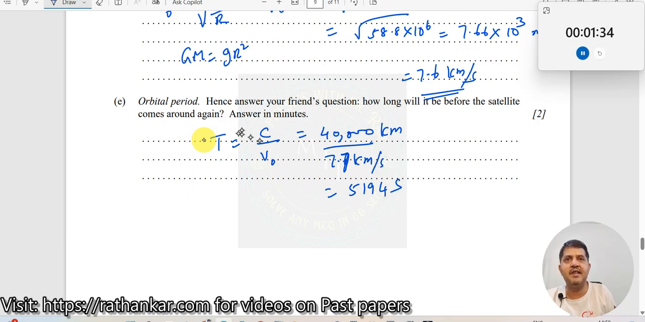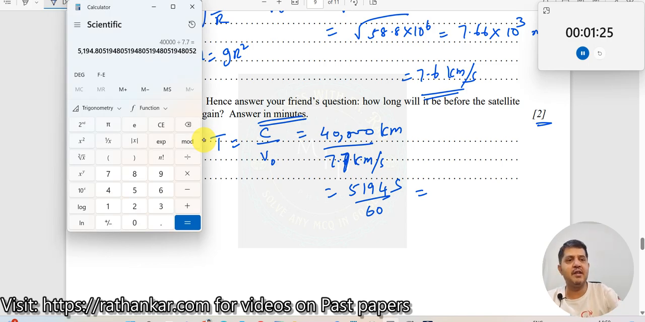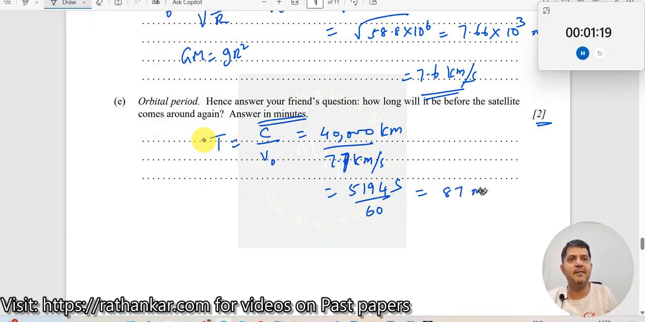But what is the question here? Answer in minutes. Two marks over here. So what should I do? I should divide this by 60 once again to get it in minutes. So whatever I got here, divide this by 60. I get this as 86.58 or nearly 87 minutes. This should be your answer. The marking scheme says it should be between 80 to 90 minutes, so 87 minutes is fairly correct. So therefore, this is the answer here.